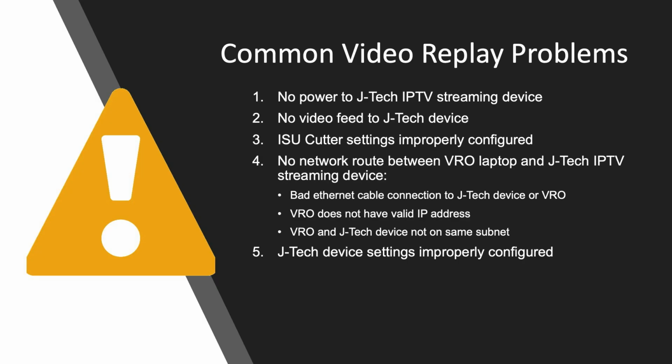This can be caused by a number of reasons. Start by checking the obvious things, such as an unplugged cable or lack of power to the JTAG device. After checking those, the next most likely problem is that the VRO laptop isn't configured to have an IP address on the same subnet as the JTAG device. As we discussed in the earlier modules, if these two devices are on different subnets, or if the VRO doesn't have an IP address, then they won't be able to communicate.